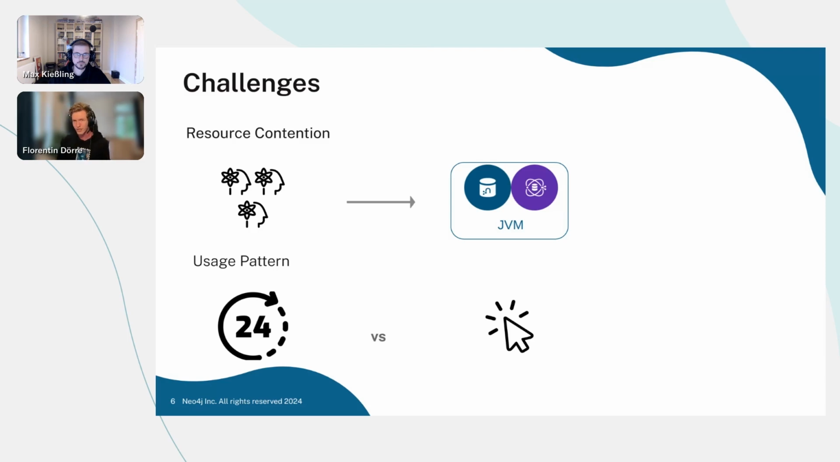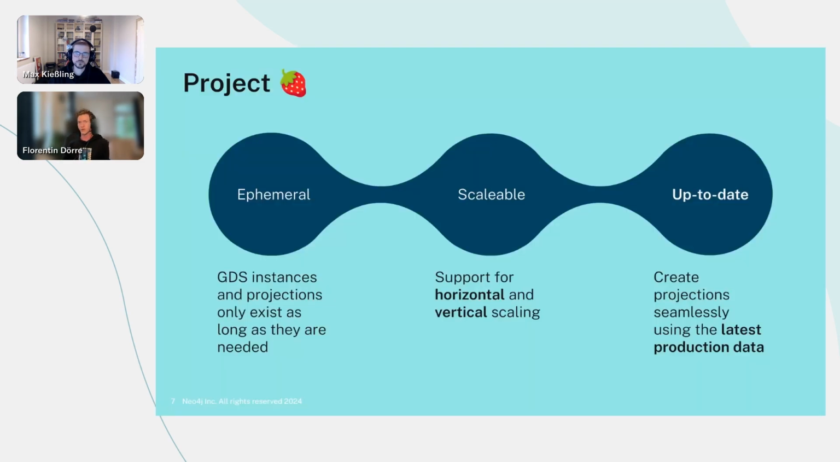And with these challenges in mind, we started Project Strawberry, where we had the following goals. So one, we want GDS to get ephemeral. So ideally, they only live as long as necessary and are completely shut down afterwards, such as it could be a separate machine.